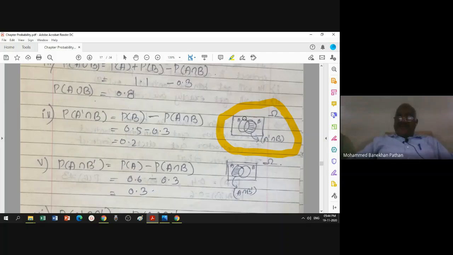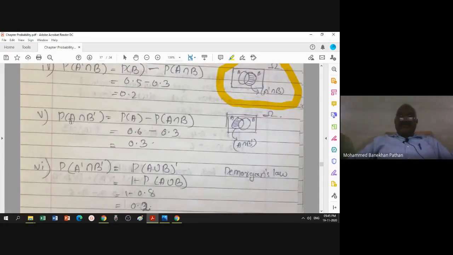So forget the entire circle of A. Out of A but coming from B. So this part is my event. So I write this as P of B, the complete circle, minus this unshaded part which is common. So easily I get the answer 0.5 minus 0.3, 0.2. Now the reverse, probability of A intersection B dash. Look at the location.